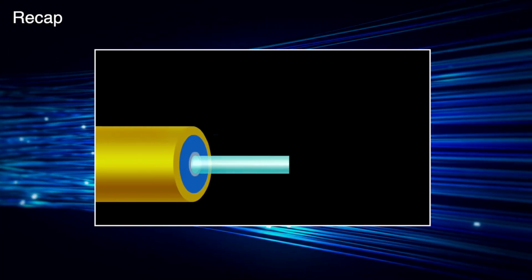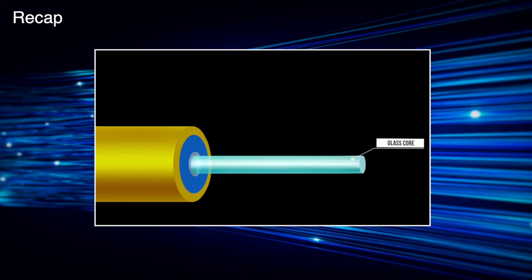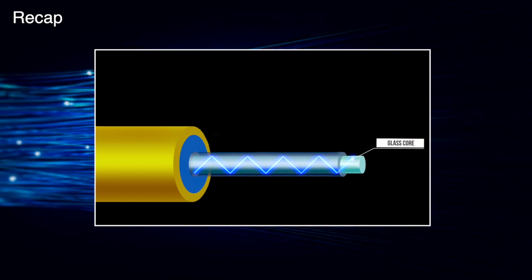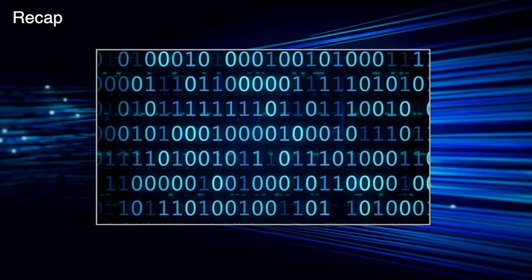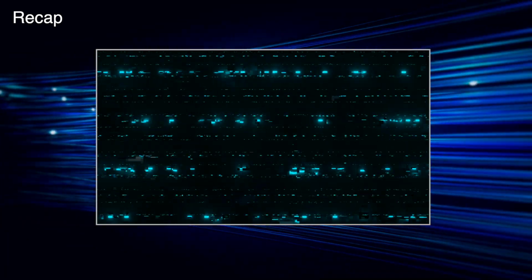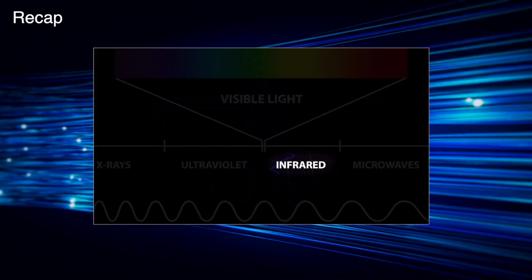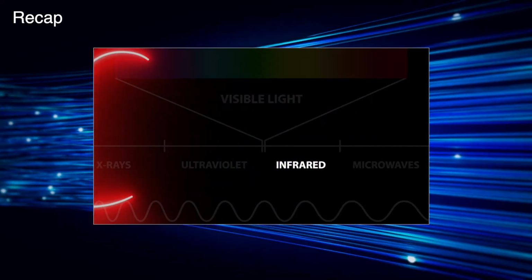We explored the structure of a fiber optic cable, emphasizing the vital role of cladding in achieving total internal reflection. Additionally, we examined how binary data is transmitted as light pulses and the advantages of using infrared light for its longer wavelengths and exceptional signal retention.